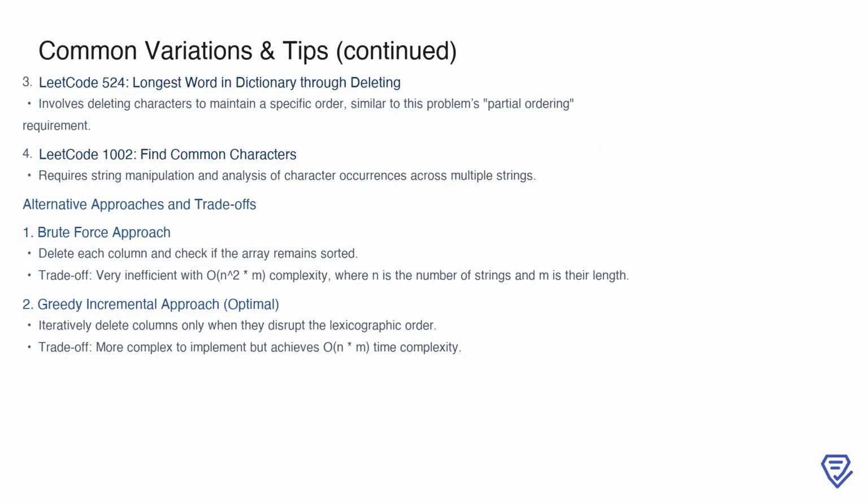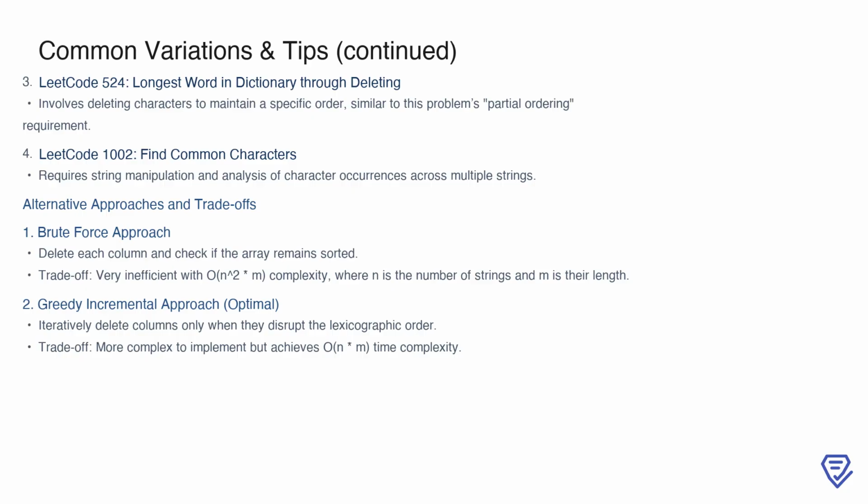Several other problems share similarities with this one. For example, LeetCode 524 involves deleting characters to maintain a specific order, which is analogous to this problem's requirement for partial ordering. Another example is LeetCode 1002, which deals with finding common characters across strings and requires careful string manipulation and analysis.